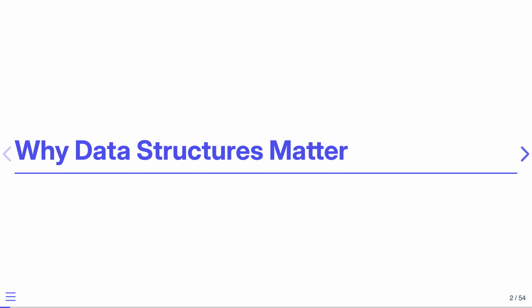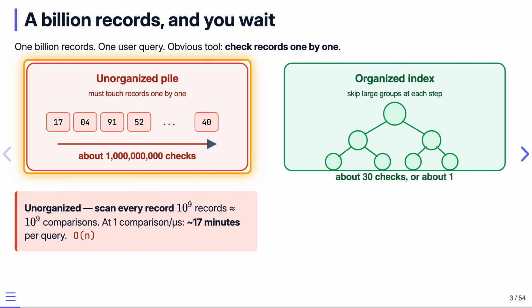Let's start with a simple question. Why do data structures matter at all? The next few slides show how much of a program's speed depends on one thing: how we store our data. Imagine 1 billion records. A user asks one question. The simple idea is to check the records one by one, from the top of the pile to the bottom.